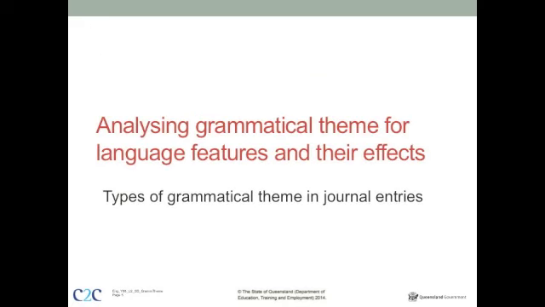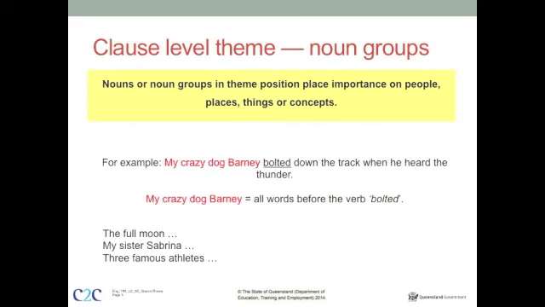There are different types of grammatical themes in journal entries and used for different effect. The first type of clause level theme is starting with the noun group. So the person, the place, or the thing. For example, my crazy dog Barney bolted down the track when he heard the thunder. The most important thing in a sentence is the dog.